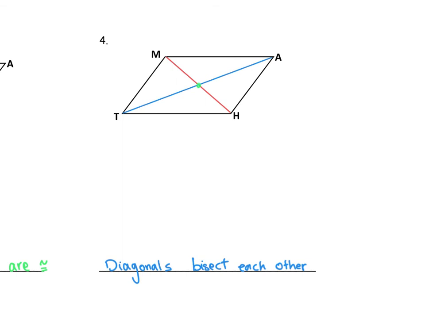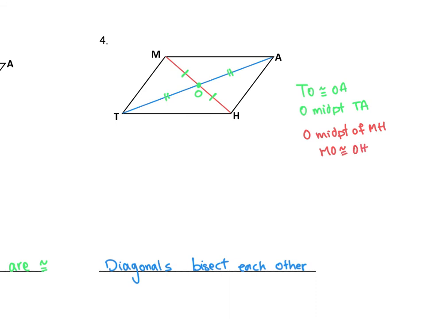So if they meet at point O, that means that MO is congruent to OH, so O is the midpoint of MH, and TO is congruent to OA, so O is the midpoint of TA. That's what it means by diagonals bisect each other. It means they cut each other in half. So TO is congruent to OA, so O is the midpoint of TA, and O is the midpoint of MH, which means that MO is congruent to OH.